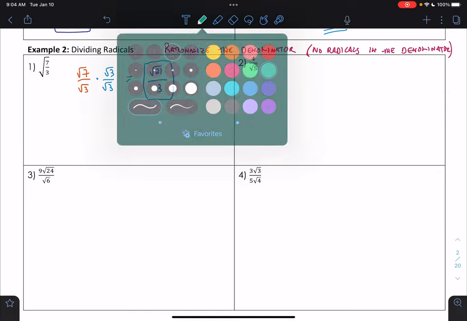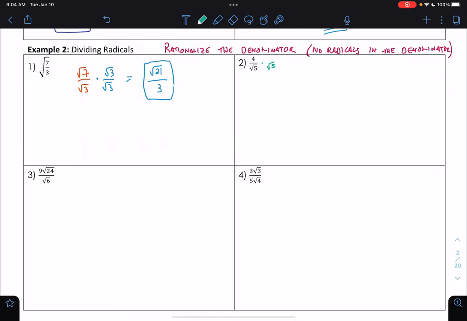Okay? So, in number 2, we have a radical in the denominator, square root of 5. So we're going to rationalize, which means we're going to multiply both the numerator and the denominator by square root of 5. So the numerator is going to become 4 square roots of 5. And the denominator is going to become square root of 5 times square root of 5, which is square root of 25, which simplifies to 5. Nothing else to simplify there. We've rationalized, we've created that equivalent expression that does not have a radical in the denominator. Okay? So, moving on to our last two.